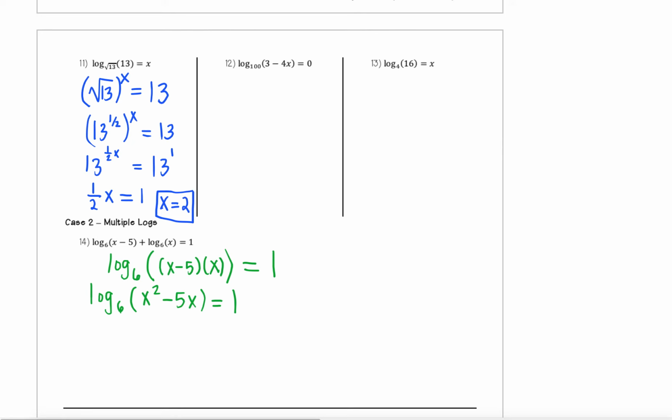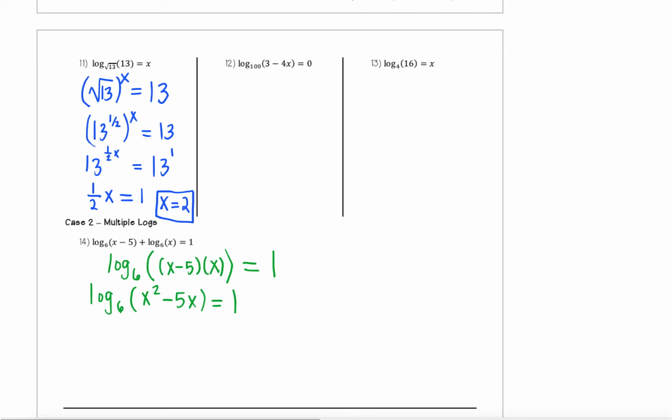Now from here, this looks similar to what we had before. The difference though is that we do have an x squared and an x, but we'll worry about solving that later on. What I know I need to do first is get this from log form to exponential form. Why don't you guys pause the video here and convert from log to exponential form.